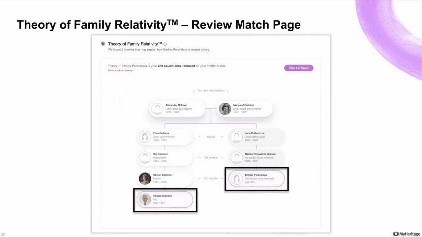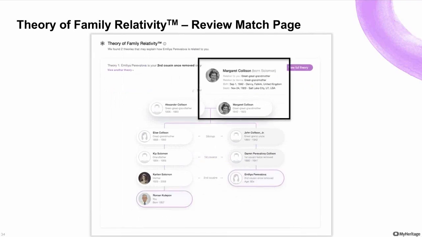When we're trying to get back to Emilia, we see that there's a John Collison, who is the brother of Eliza, Roman's great-grandmother. And John had a son, Darren, and Darren is the father of Emilia. And this is how we think that they are related. So this is great. But obviously you want to see a little bit more information and decide for yourself whether that makes sense or not.